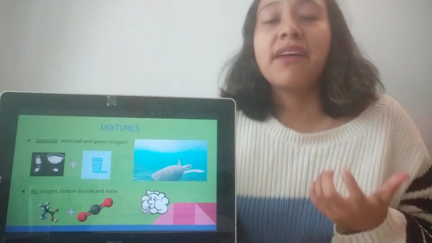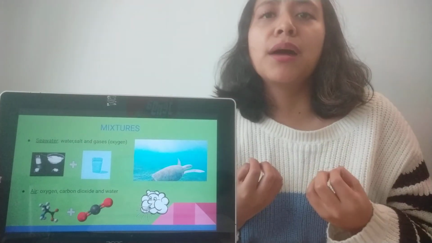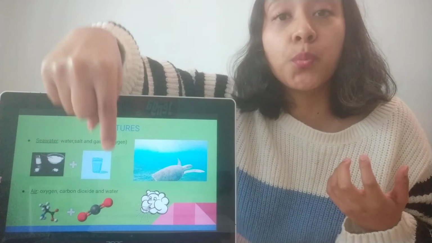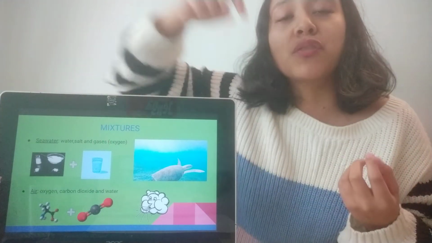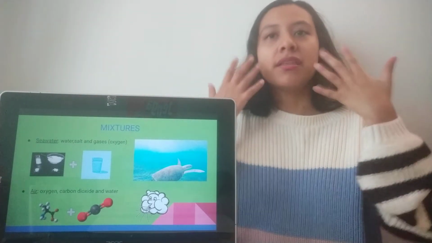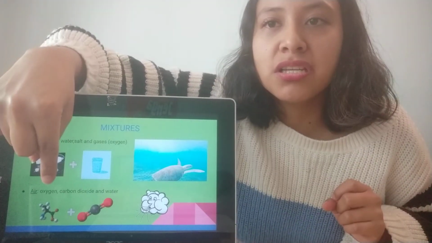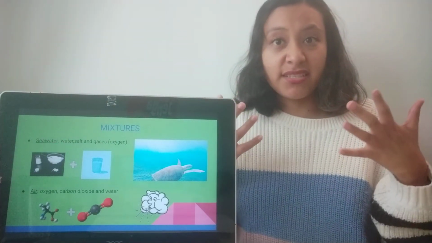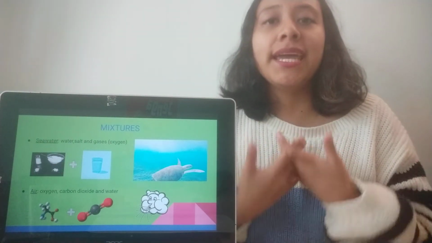And now we have more examples. Also, seawater, it's a mixed substance, mixture, because you mix salt with water. You could say that you mix pure substances to make it into a mixed substance. And then also the air that we breathe, that we cannot see, but we breathe, it's made up of oxygen, pure substance, carbon dioxide, and it has other gases to it, and water. And then you combine them to create air.